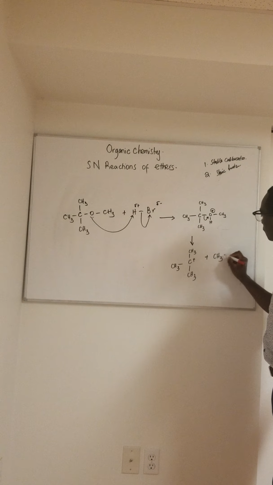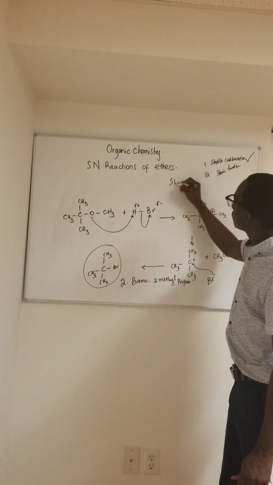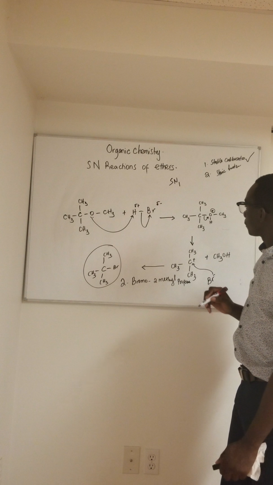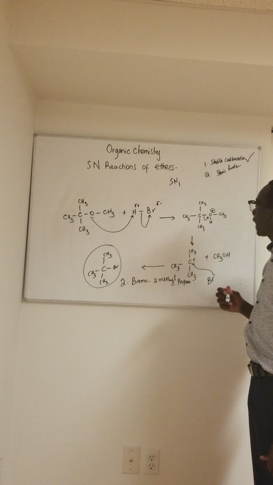Then we have our final product, which is 2-bromo-2-methylpropane. So this is my final product. Now you've seen how I've formed this major product by following carbocation stability. So in this SN reaction, we followed the SN1 mechanism because we formed a stable carbocation.